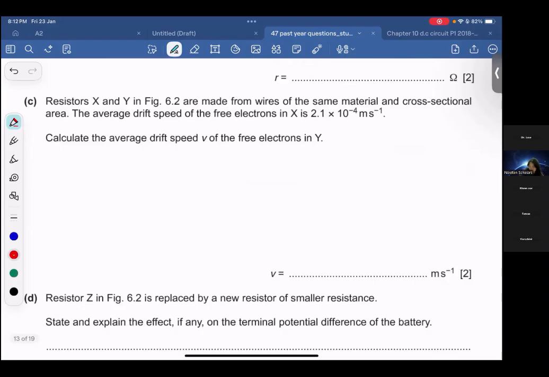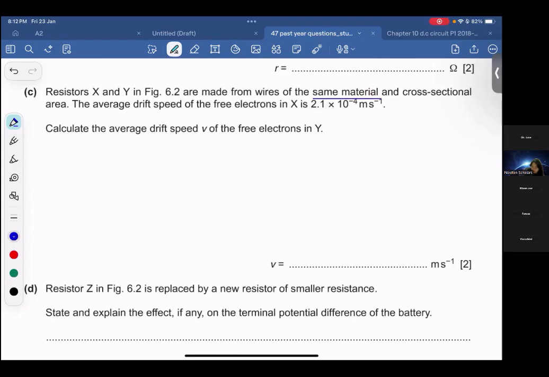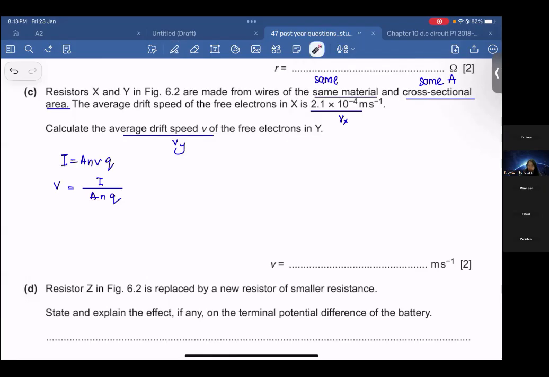The drift speed here is Vx, and the question is asking you for Vy. The formula for this current is I equals ANVQ. So can you try to find what your Vy is? If I rearrange, v is I divided by ANQ. Same material, so what is the physical quantity that should be the same if they are the same material?